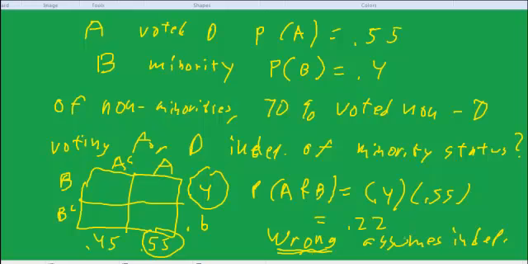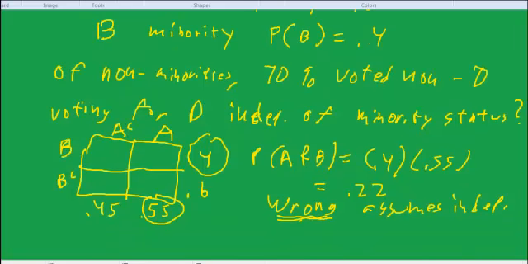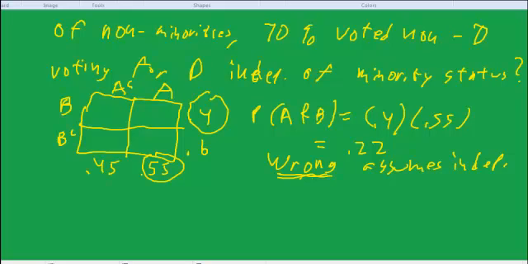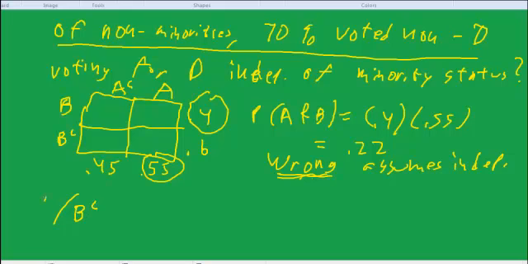So there's a difference between when you can assume independence and when you have events that are possibly not independent. And these are events that are possibly not independent. So we want to work with those. And so what we want to do is go back and make use of this fact. Of non-minorities, 70% voted non-democratic. In terms of our notation, a non-minority is BC, and didn't vote Democratic is AC, so the probability of AC given BC is 0.70.